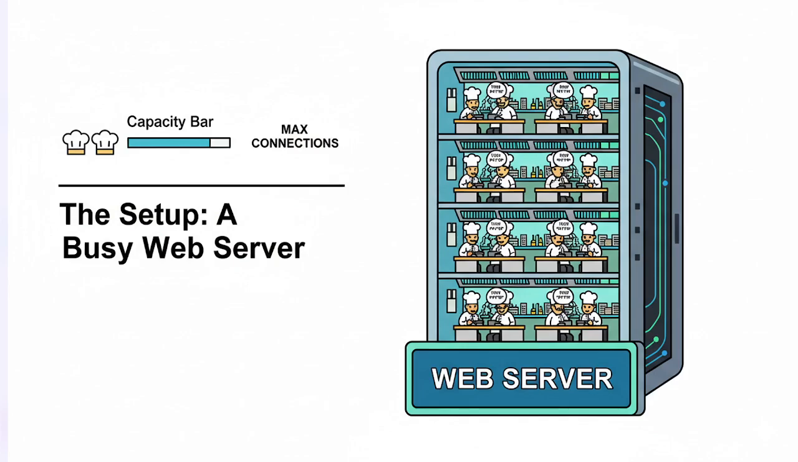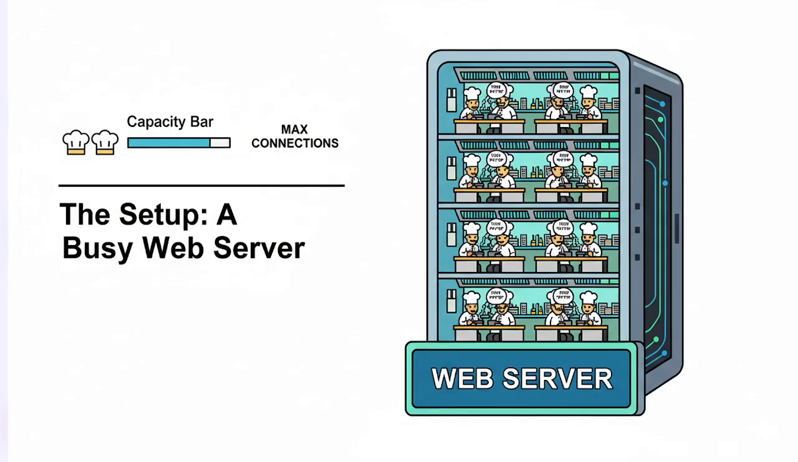So let's understand with the help of images. Let's visualize how a web server operates under normal busy conditions. Imagine our web server as a bustling kitchen, fully staffed and ready to take orders. Each chef represents a connection that the server can handle, processing incoming requests. As you can see, most of our chefs are busy, diligently working, each handling a client request. They are saying things like HTTP and GET as they process these requests. The capacity bar at the top shows we are approaching our maximum number of connections.